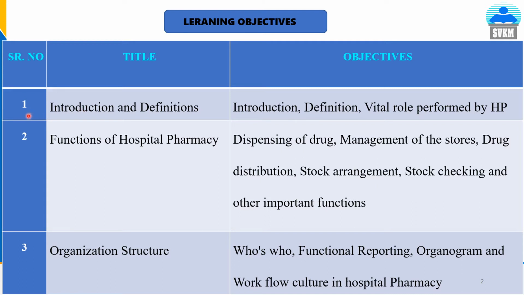For discussion, we need to segregate this topic into three important components. In the first component, we are going to cover the introduction and definition: the introduction of hospital pharmacy, the definition as per the WHO guidelines, and the vital role performed by the hospital pharmacy. In the second segment, we highlight the functions of the hospital pharmacy: the dispensing of drugs, management of the store, the drug distribution system inside the hospital, store arrangement, protocols for stock checking, and another important function, inventory control.